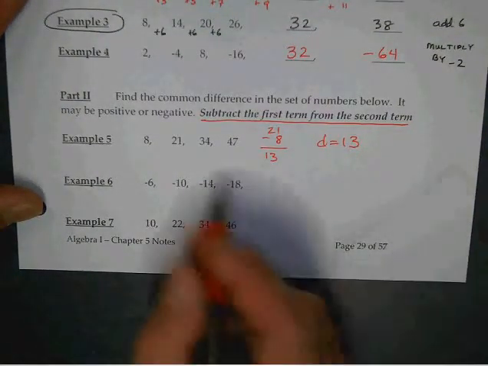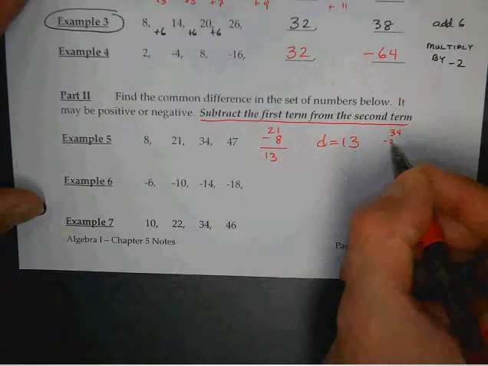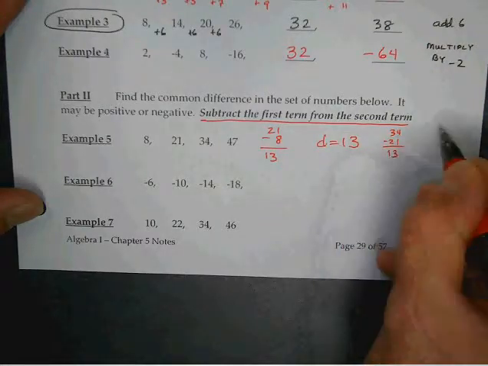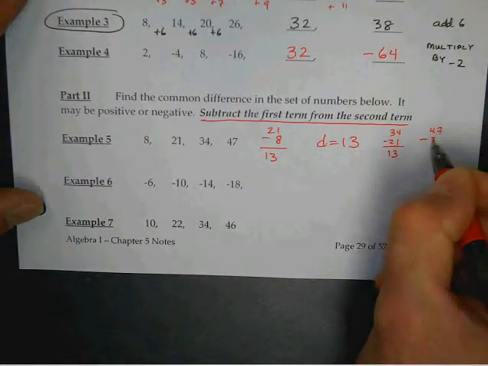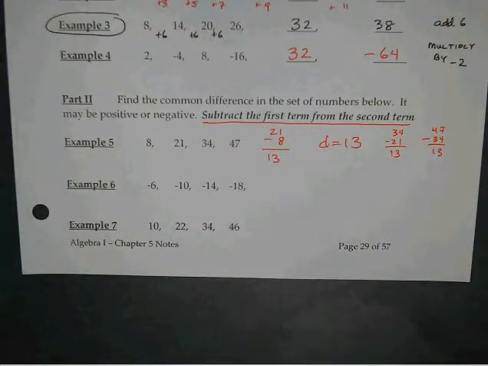And let's just check it. What's 34 minus 21? 13. And what is 47 minus 34? Okay? All of those must be true. I don't say it's the difference, I say it's the what difference? Common. In other words, it's the same each time. That's what common means. Okay? They're all the same. Okay, 13, 13, 13. So circle D equals 13. That is our common difference.